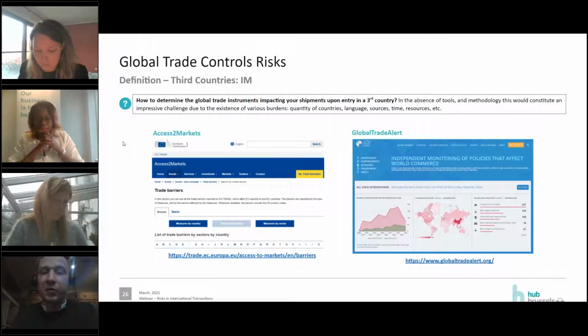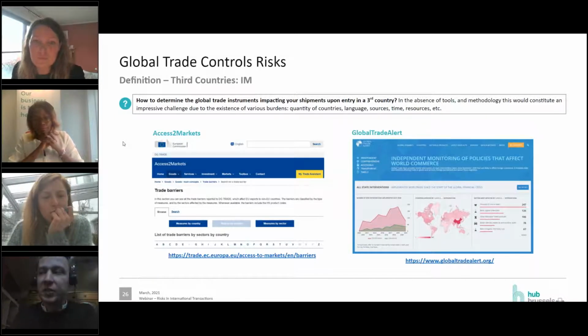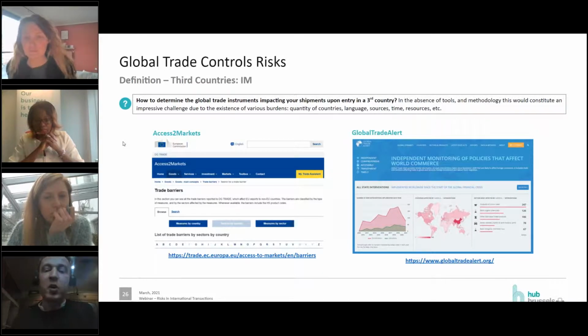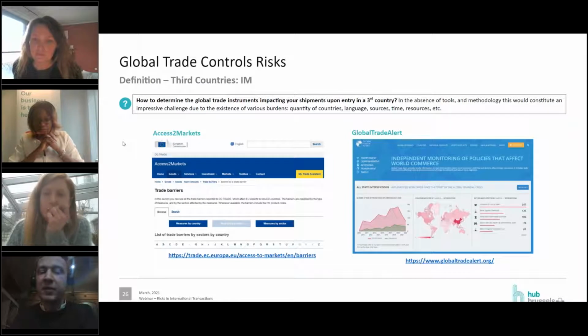Access to market is really interesting, as mentioned previously, because it provides you with real indications, at least I would say high level guidelines, on which types of authorizations, which types of controls are likely to affect your products upon entry in a certain country of destination.